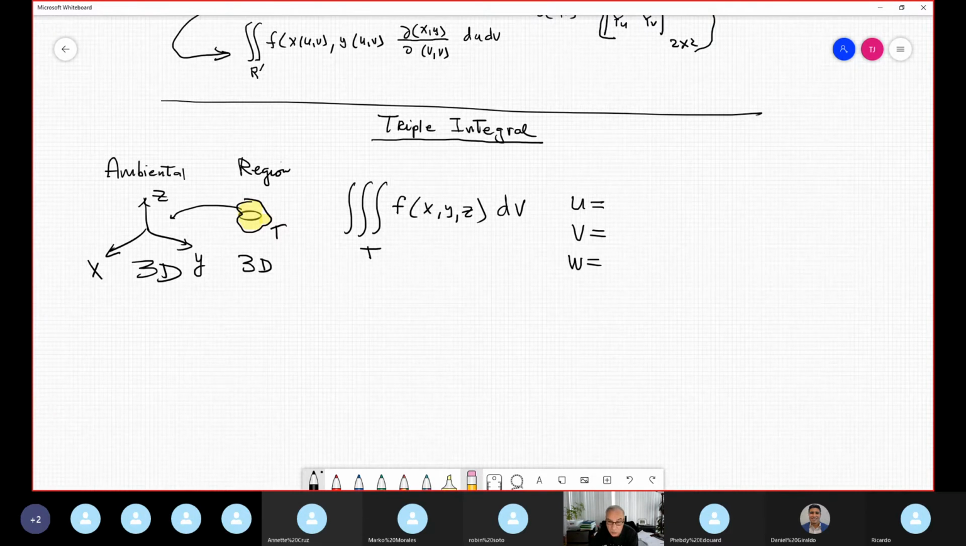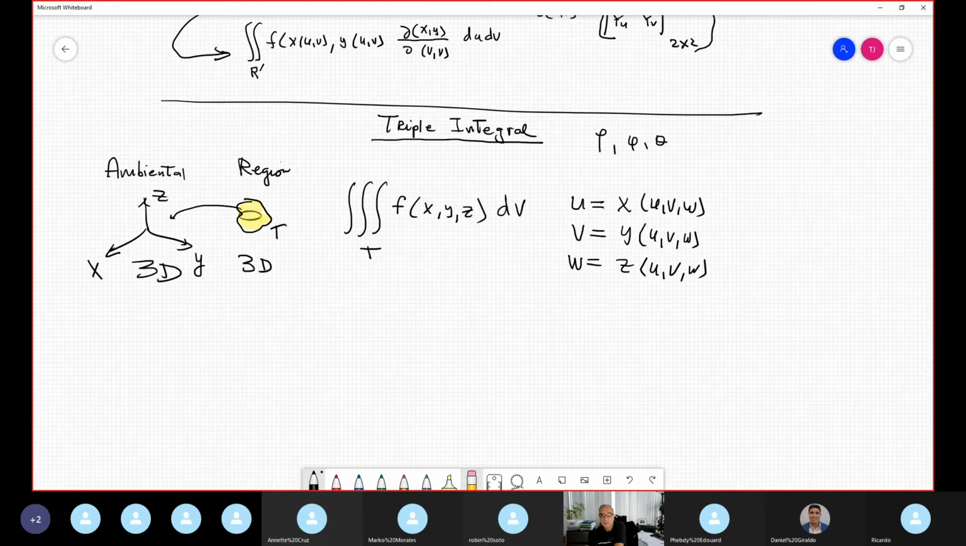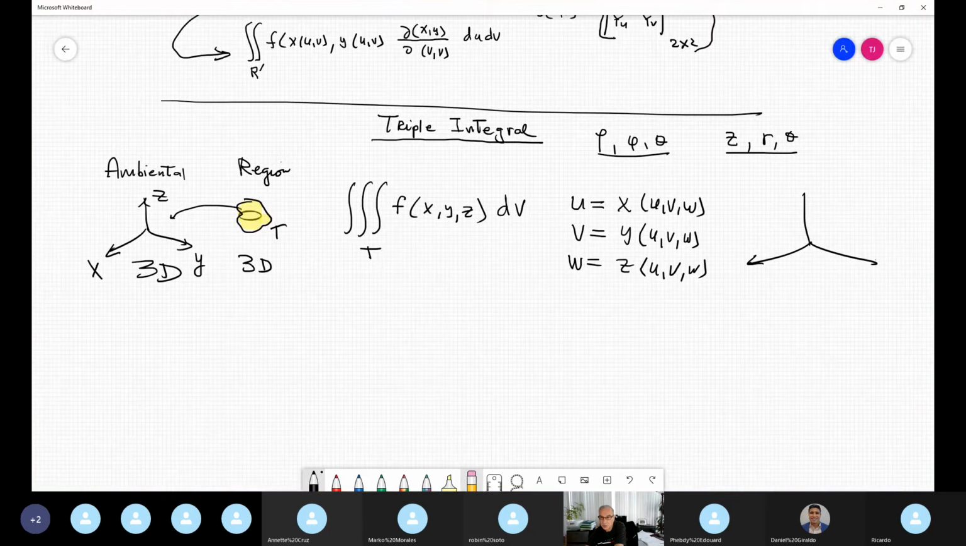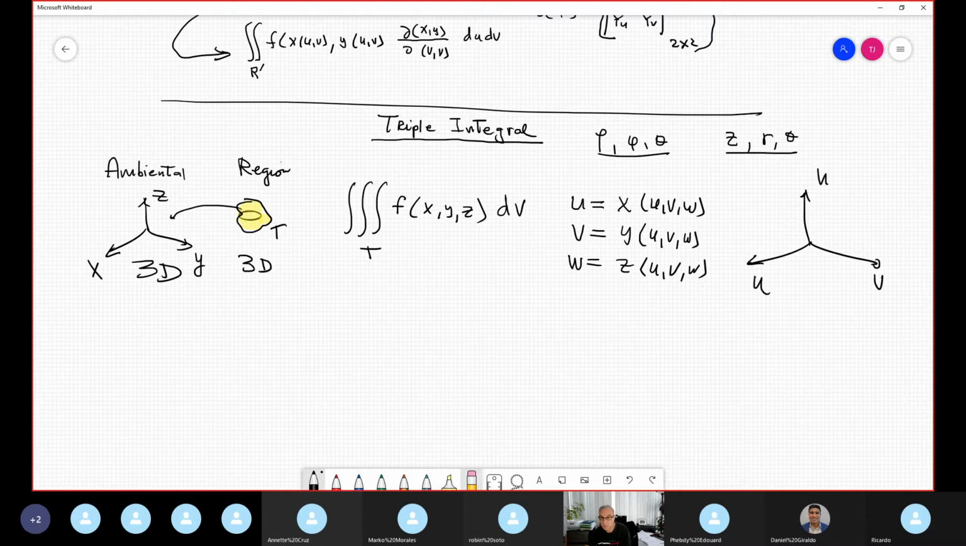of the new coordinates, in this case I call them u, v, w because it's 3D. x is a function of u, v, w, y is a function of u, v, w, and z is a function of u, v, w. One typical example of u, v, w is spherical, which is rho, phi, and theta. In cylindrical it is, for example, r, theta, and z. Now we change. This is my new 3D space, u, v, w, and I suppose this represents a perfect cube.